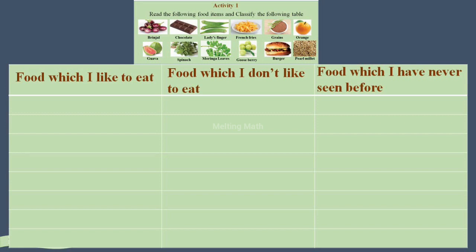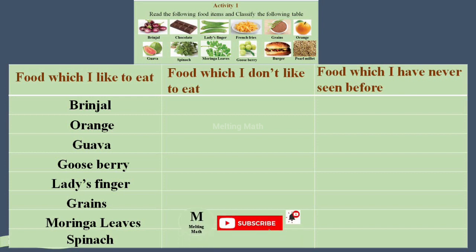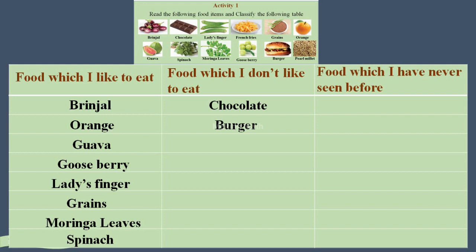Let's differentiate it. The food I like to eat is brinjal, orange, guava, gooseberries, lady's finger, grains, moringa leaves, spinach. These are the foods I like to eat because they are very healthy for our body, and they give more energy and healthy strength to our body. The food I don't like to eat is chocolate and burger. Most people like chocolates, but they are not good for health.